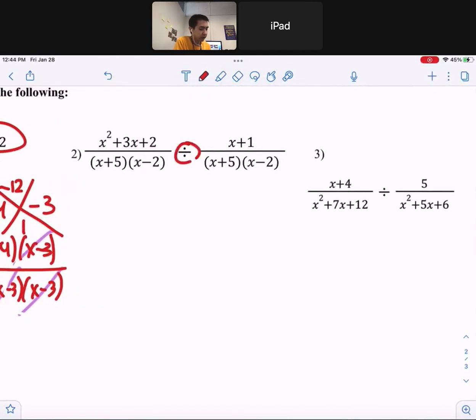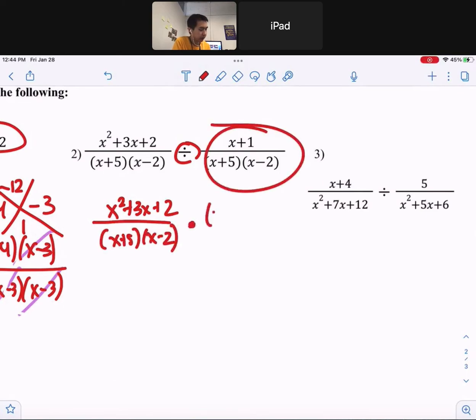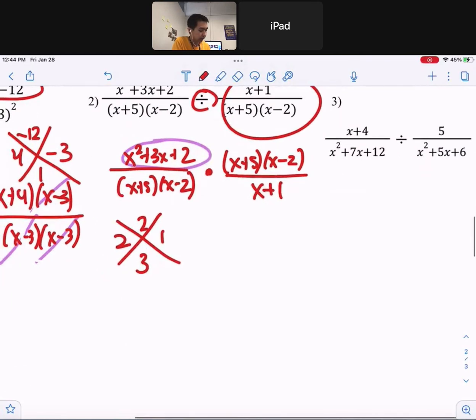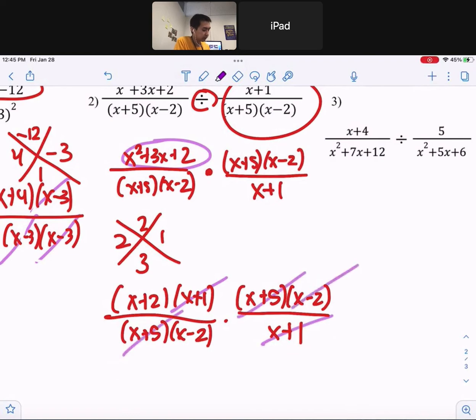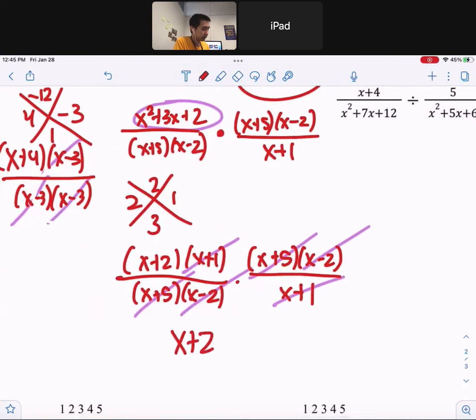Number 2, change this division sign to be multiplication, right? So we're going to have x squared plus 3x plus 2 all over x plus 5 times x minus 2. Take the reciprocal of this, right? So multiplication, x plus 5, x minus 2 all over x plus 1. Let's factor this, you guys. So 2 and 1. So we're going to get x plus 2, x plus 1 all over x plus 5, x minus 2 times x plus 5, x minus 2 all over x plus 1. So let's factor. Alright, sorry, we factored. Let's cancel. X plus 1's gone. X plus 5's gone. X minus 2's gone. So we just have x plus 2.